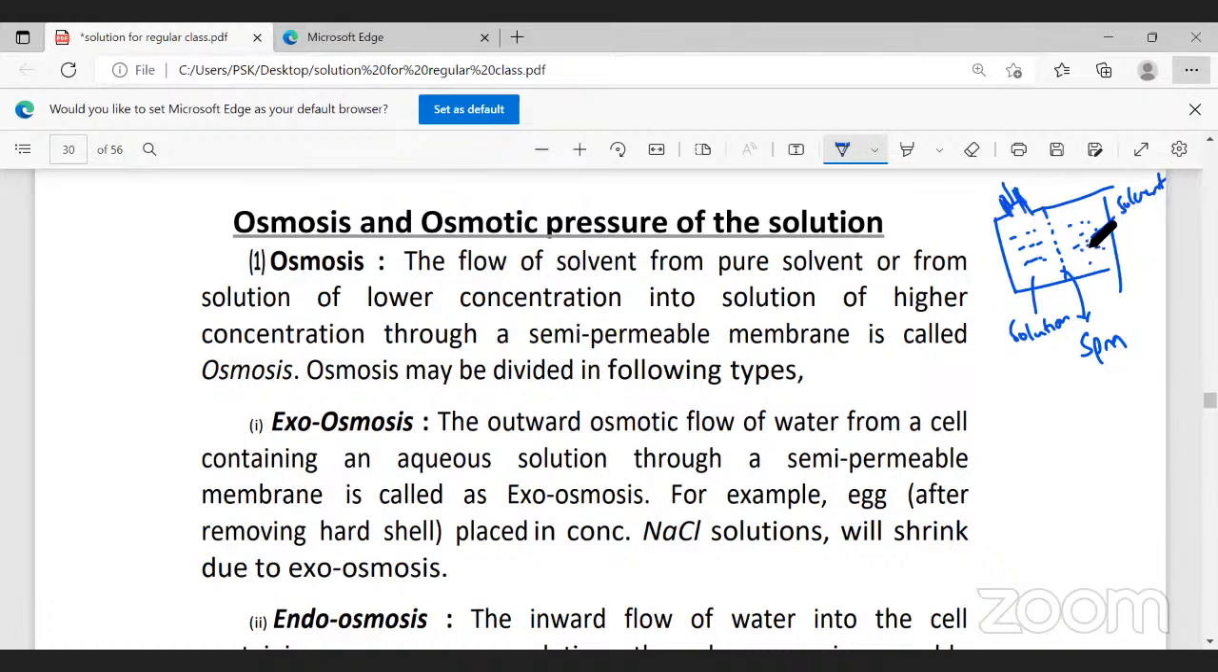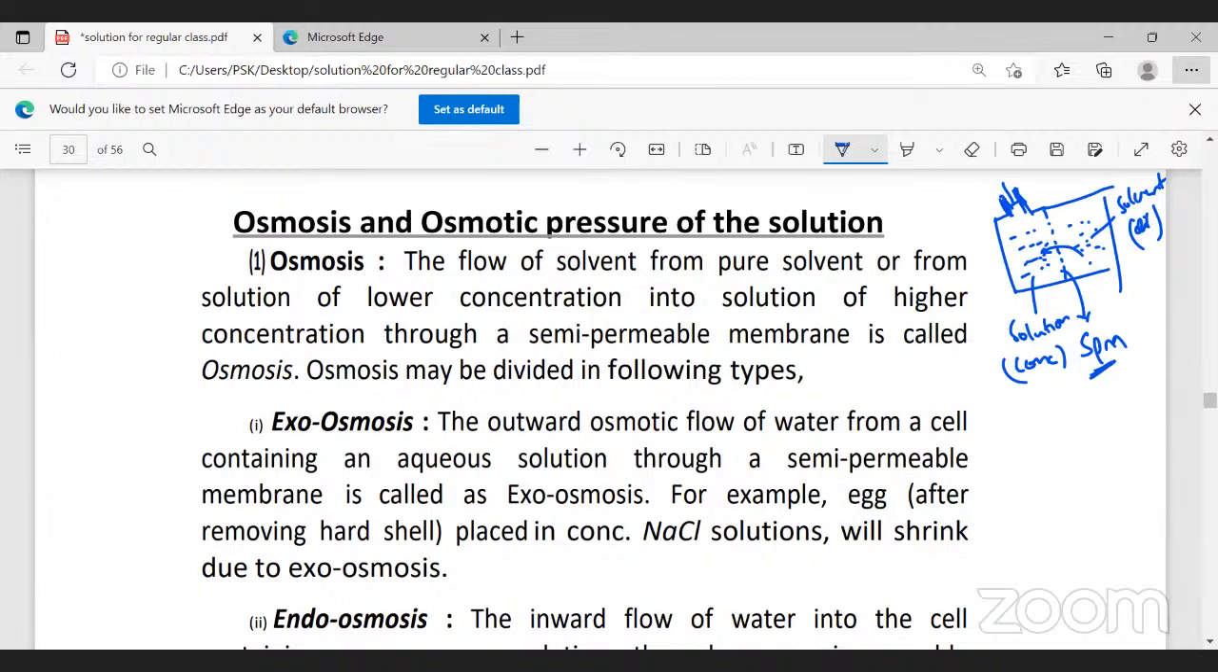Now what happens is, this is a solution and this is a pure solvent. The solution can be considered concentrated and the solvent can be considered dilute. If you take 1 molar NaCl, and I take water, water also contains some salts, but the concentration of salt will be less in the pure water. So if you leave it for some time, the solvent particles will move from the region of lower concentration into the region of higher concentration through what? Semi-permeable membrane. That process is called osmosis.